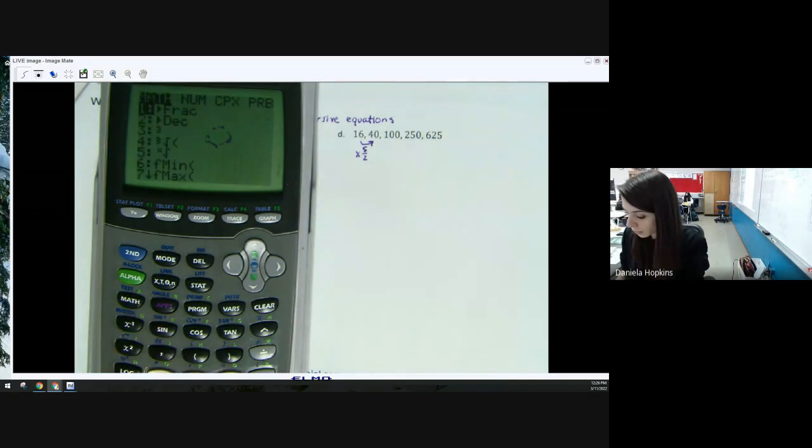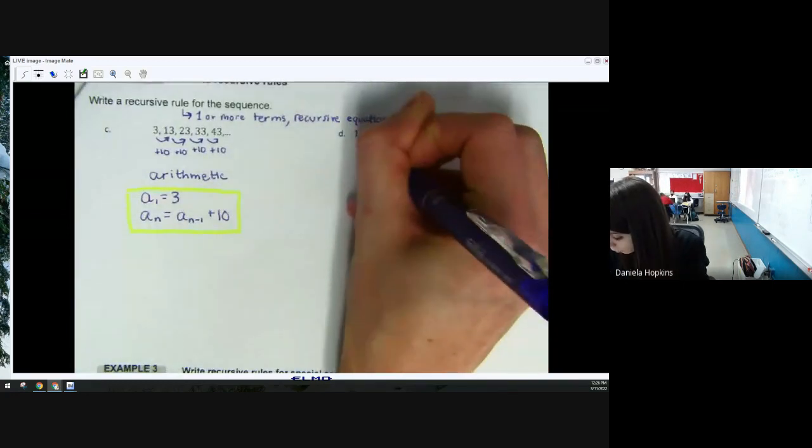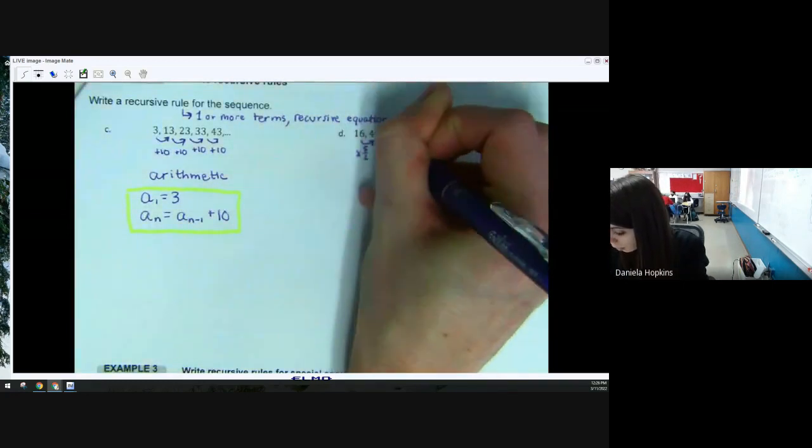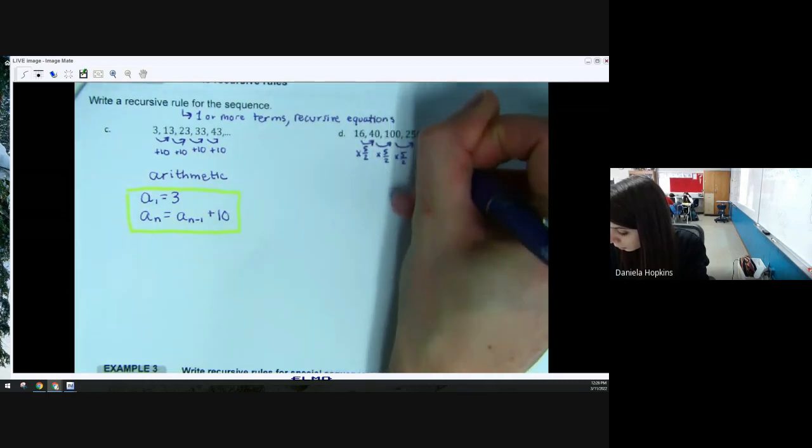If you're not sure what that is as a fraction, you hit math, fraction, and hit enter, and you get 5 over 2. And again, 40 times 5 over 2 gets you to 100. 100 times 5 over 2 gets you to 250. 250 times 5 over 2 gets you to 625.